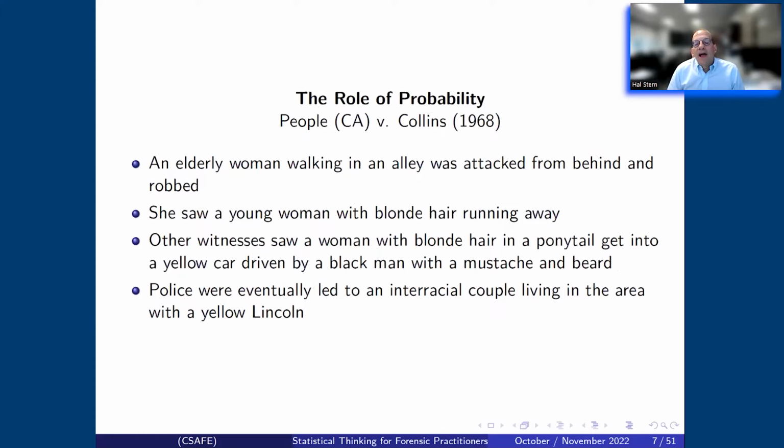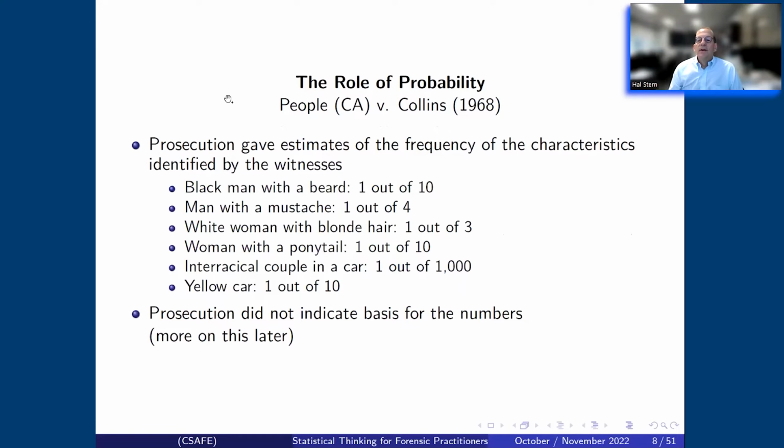So today's presentation, I'm going to actually motivate with 2 court cases. The first, very famous, if dated, is the People of California versus Collins. It's a case based on a robbery that took place. An elderly woman was attacked from behind and robbed. There's some eyewitness testimony, both from the victim and other witnesses. They described a woman with blonde hair and a ponytail, a yellow car driven by a black man with a mustache and beard. Police did find a couple matching that description, and they were arrested.